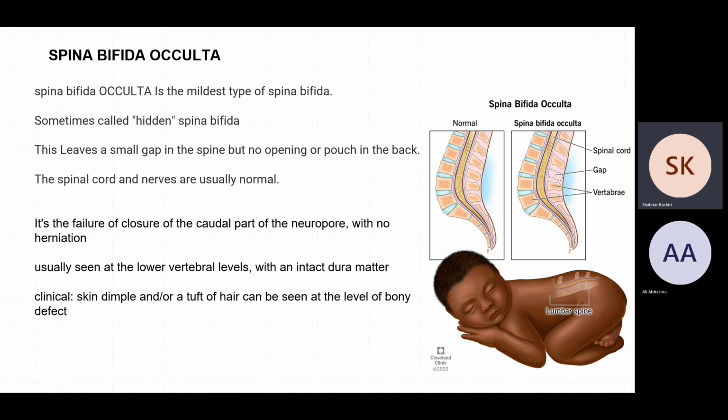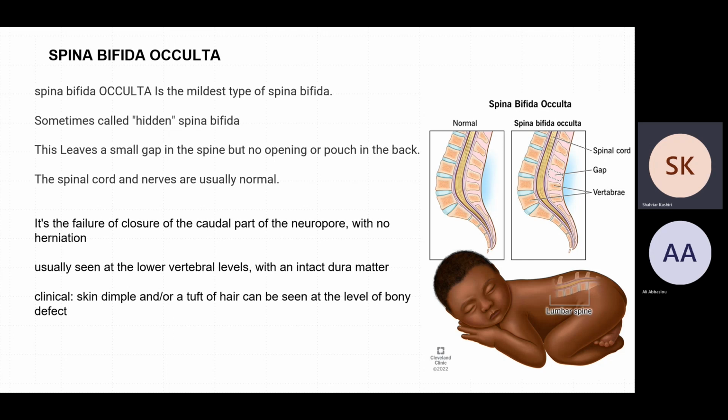Spina bifida occulta. It's the failure of closure of the caudal part of the neuropore with no herniation. So there is no herniation of meninges or the spinal cord. Spina bifida occulta is usually seen at the lower vertebral levels with an intact dura mater. It is also the mildest type of spina bifida, thus it is sometimes called the hidden spina bifida. It leaves a small gap in the spine, but no opening or pouch in the back. The spinal cord and nerves are usually normal. Hence, it doesn't cause any disability.